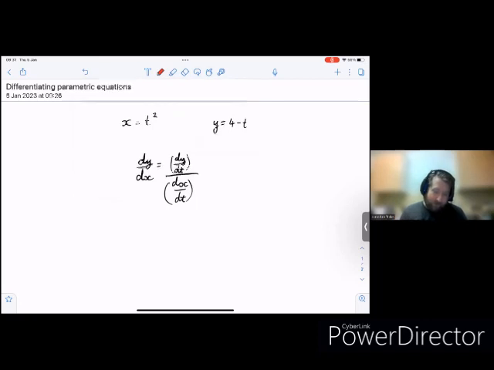So in this example up here, if we take the example that's there above, dy by dx is going to be dy by dt, which is -1, over dx by dt, which is 2t, and that's it. For that function up at the top, that's what we get.